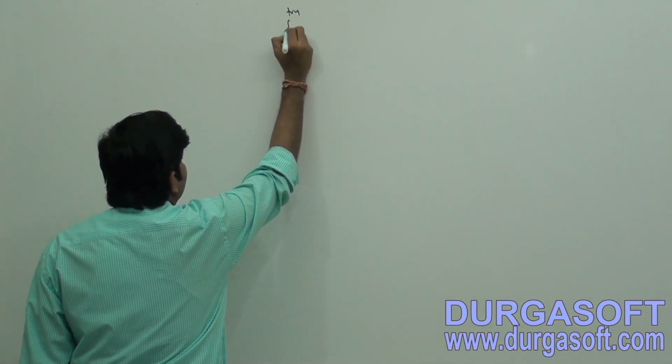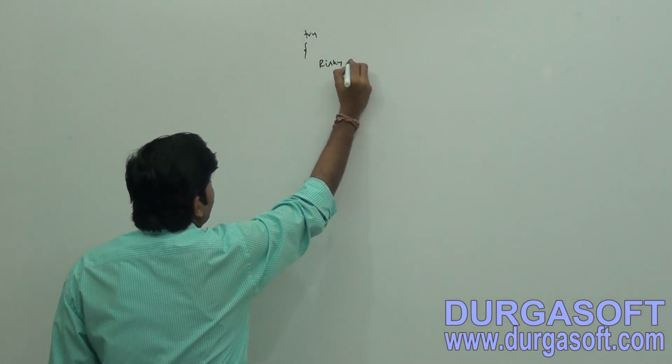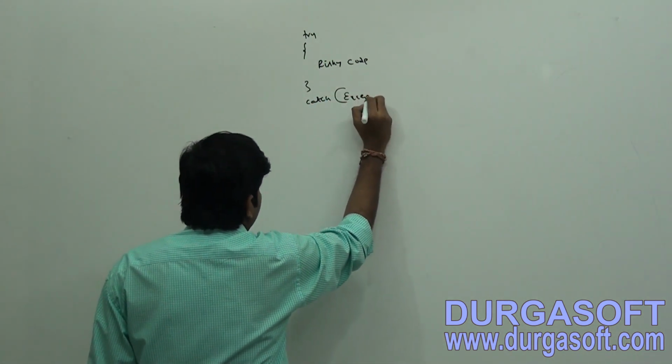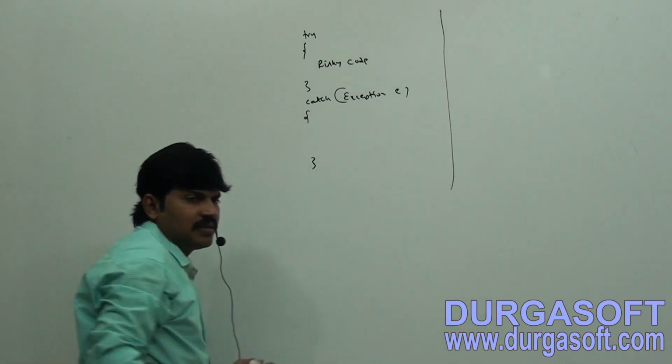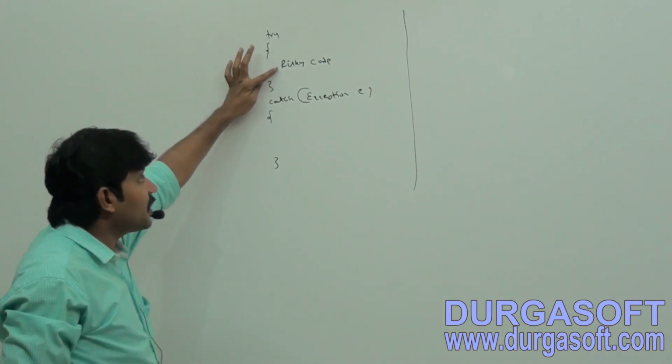This is compulsory: for every exception type, it is recommended to take a separate catch block. But most people follow a worst kind of programming practice. Observe, I'm taking try with risky code. Now they will keep catch (Exception e), a single catch block. Someone says, sir, ArithmeticException was raised.